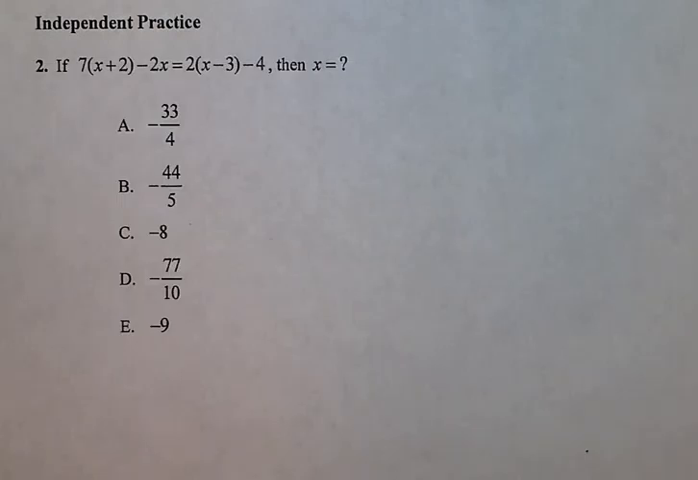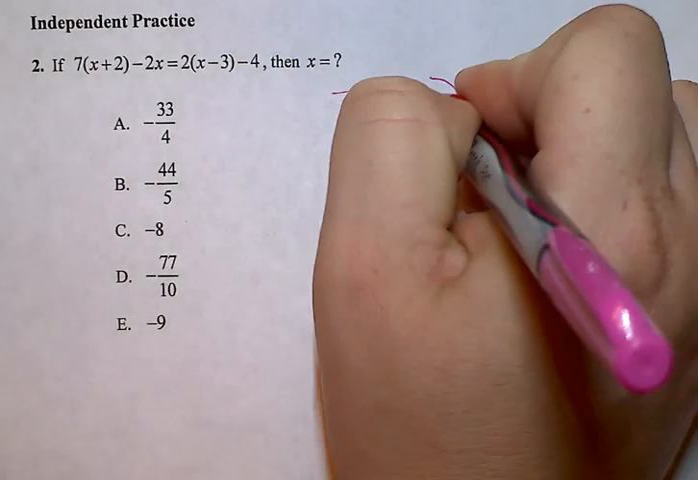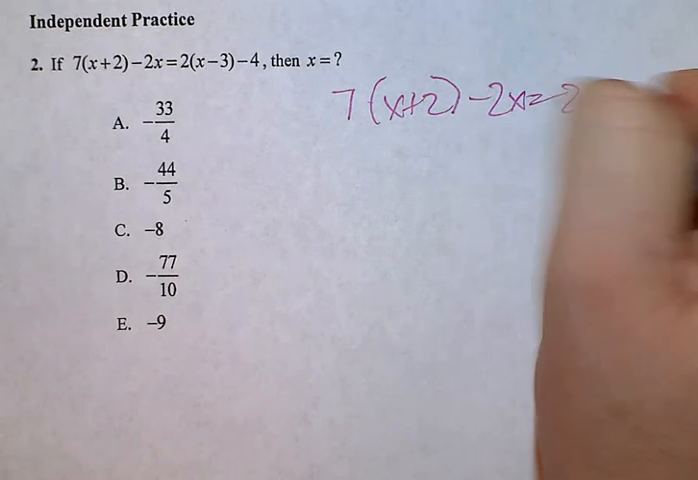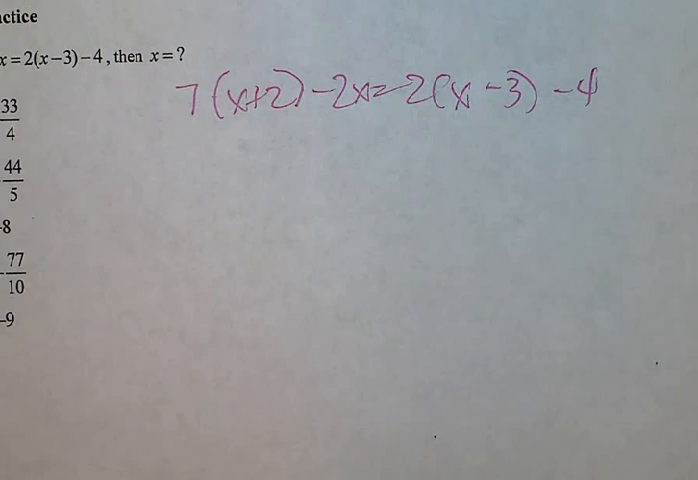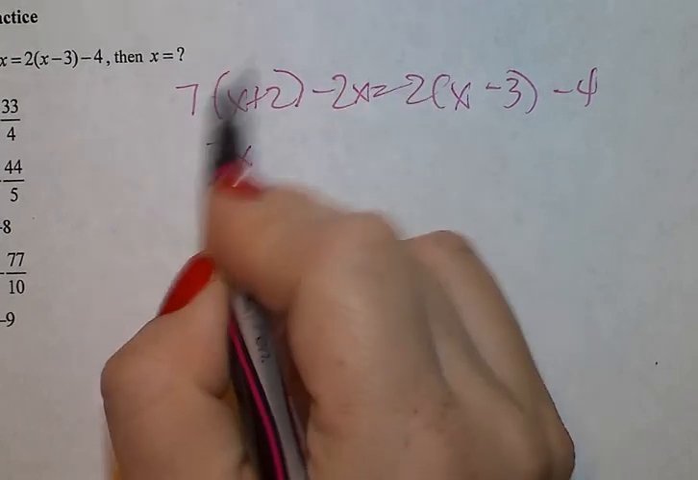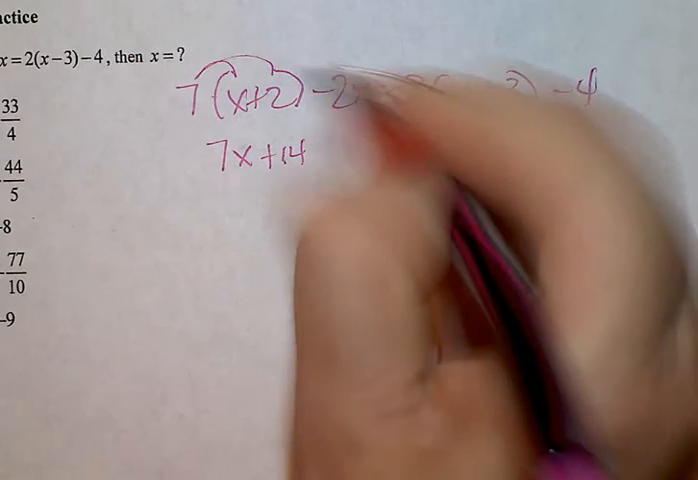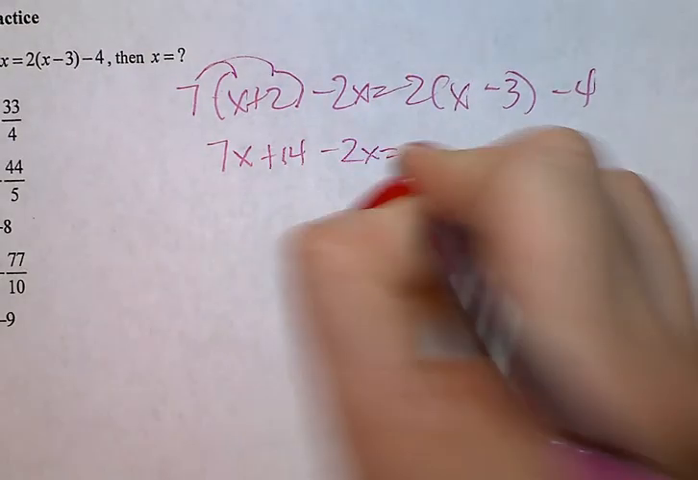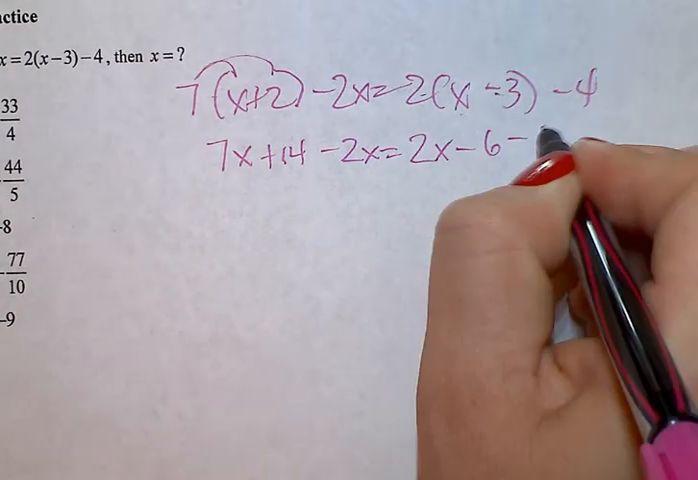I'm going to use the same strategy that I used in the first problem. So I'm going to use algebra to solve this as quickly as possible. First, I'm going to begin by distributing. 7 times x is 7x. 7 times +2 is 14. 2 times x is 2x, and 2 times -3 is -6.